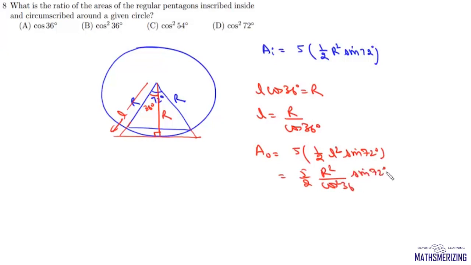Now we'll take this ratio, then A inscribed upon A outside will be, now this 5/2 R square sine 72 will cancel. We'll get cos square 36 degrees, and that's your option B.